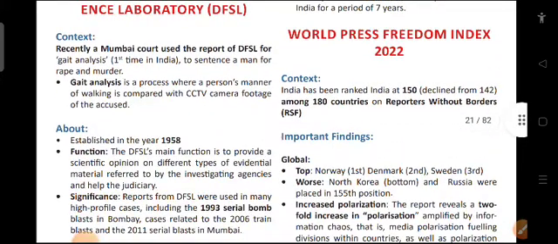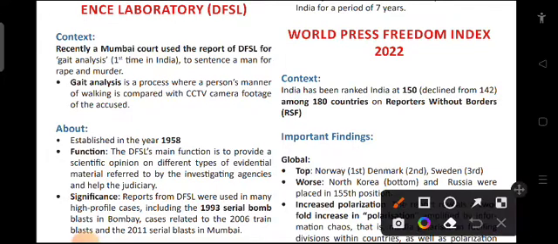Now next news is about World Press Freedom Index 2022.